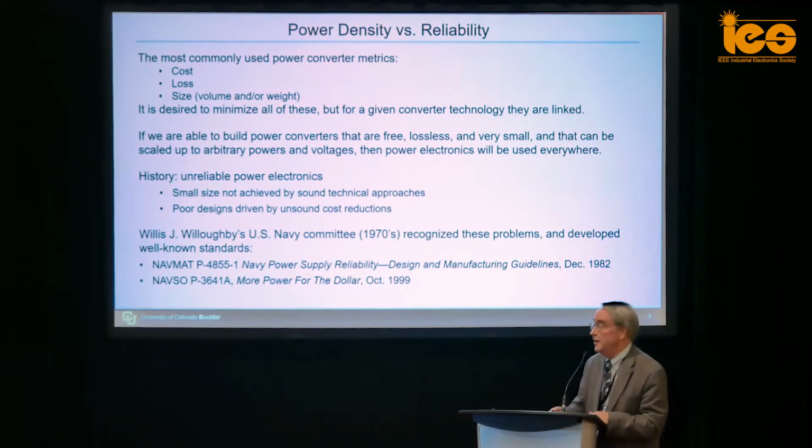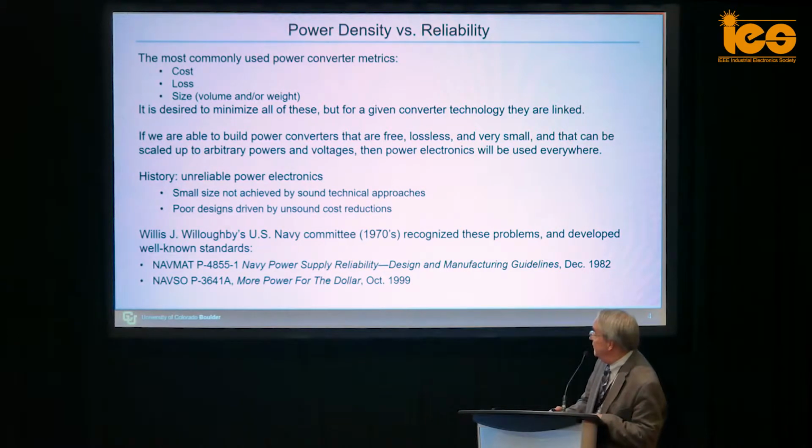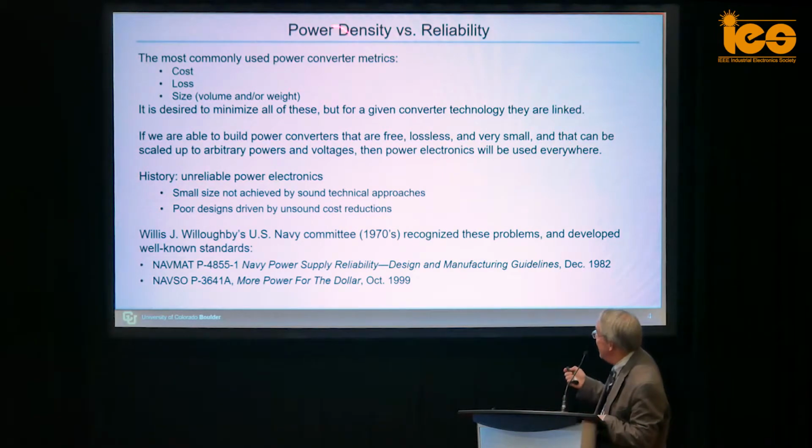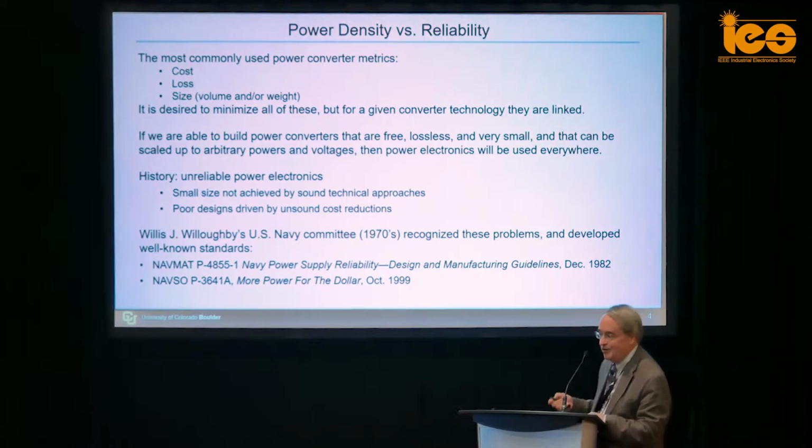This is a slide that I made recently, but it could have been made in 1970 or the 1970s, which is this power density versus reliability. I have to say, when I was a student in the 1970s, people were trying to improve cost and loss and size and power density then. And I think people understood that you could push on one of these things, and then the other two would degrade.